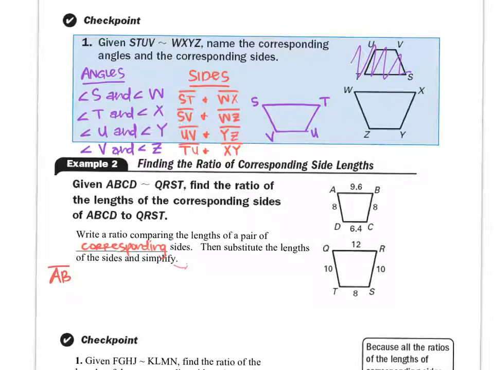AB corresponds to QR. The length of AB is 9.6. The length of QR is 12. Now I need to simplify that. Remember in that discussion problem where we talked about how we wanted to get rid of the decimal. So I would first multiply both the top and the bottom here by 10 to get 96 over 120. And there you can simplify. This actually simplifies down to 4 over 5.